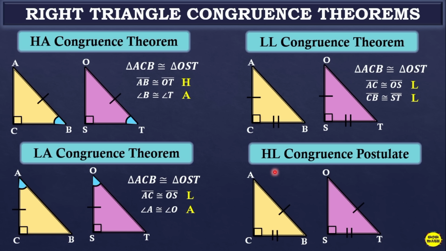And the last one, we have HL congruence postulate. We have the hypotenuse, so they are congruent in hypotenuse and in their leg. So segment CB is congruent to segment ST, that is the leg. So these two triangles are congruent by HL congruence postulate.